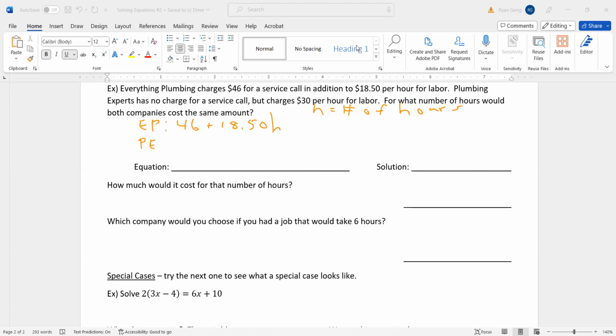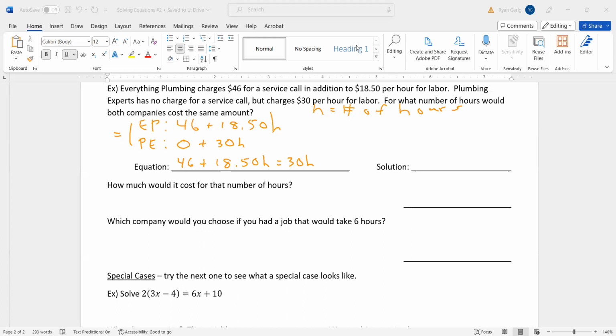Plumbing Experts has no charge for a service call. So I don't have to put this, but I'm going to put 0 for the service call but they charge $30 per hour. So they charge more per hour. And we want to know when these two things are equal. So my equation is 46 plus 18.50H equals 30H, because 0 plus 30H is just 30H.